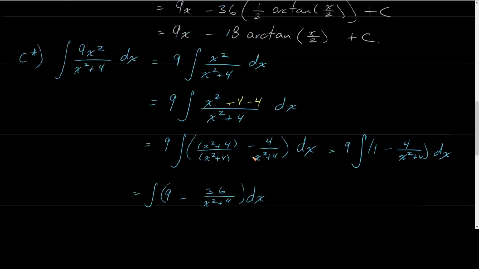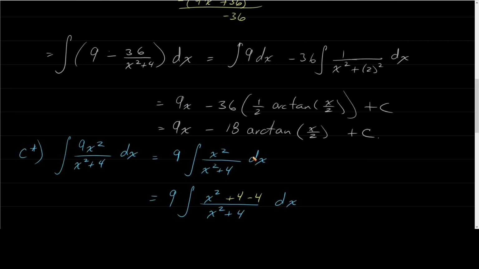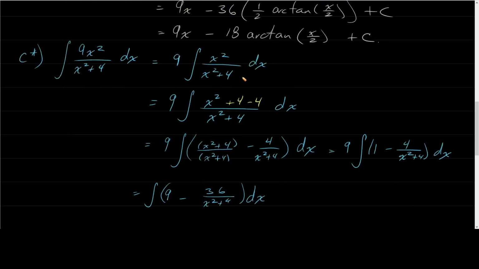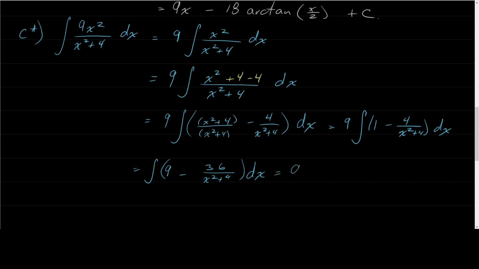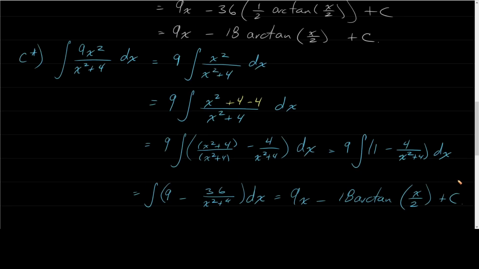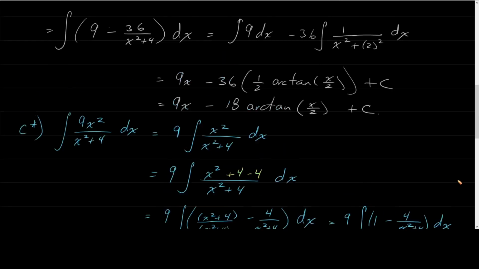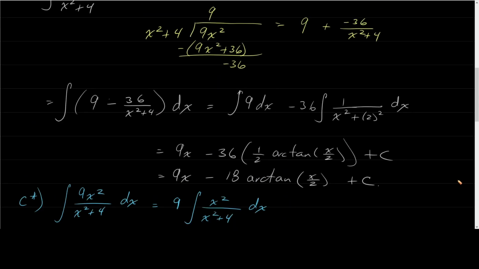And you should recognize that because that's exactly what we had up here, right? 9 minus 36 over x squared plus 4 dx. But we know what that becomes now. So that's 9x minus 18 arctan of x over 2 plus c. So we got the same solution, which is good, right? Because it's the same problem. But what I wanted you to see there is just an alternative to having to divide.